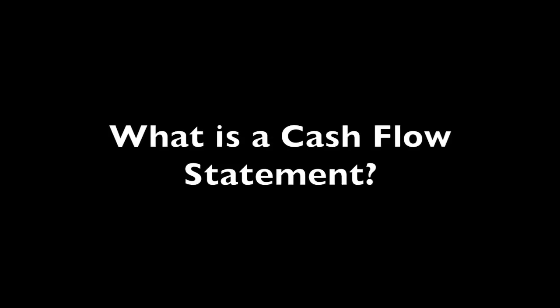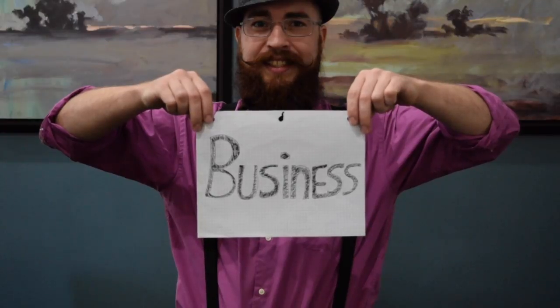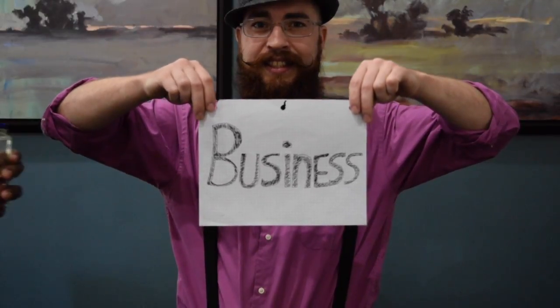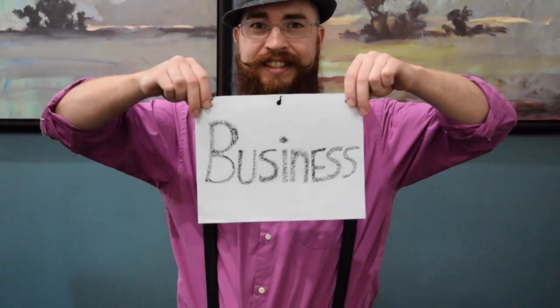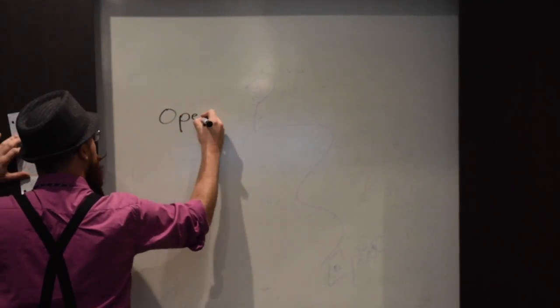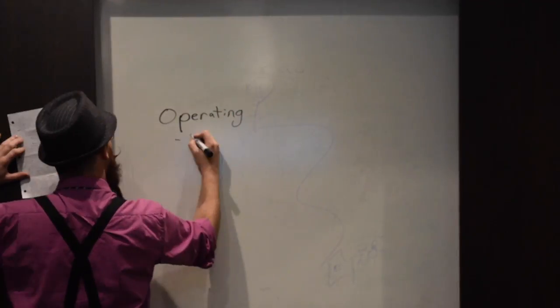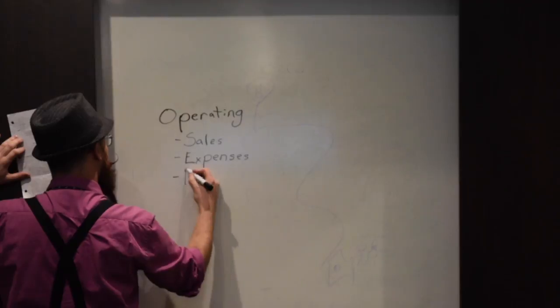First of all, what is a cash flow statement? A cash flow statement is a method of tracking the cash flowing into and out of a business. The cash flow statement will contain three different sections. First, we have operating activities. This section adjusts for day-to-day operations, such as sales, expenses, and payments.